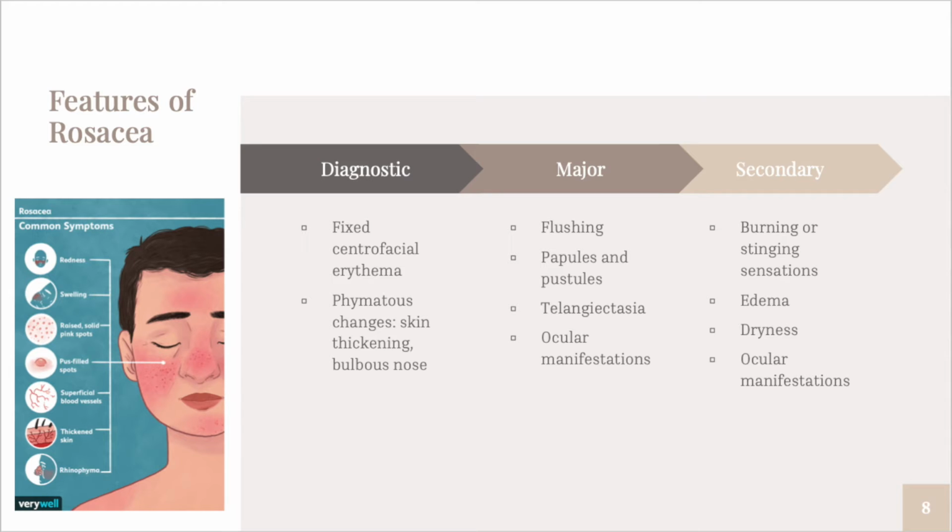There are 4 major features, and at least 2 of them need to be present for diagnosis to be made if there are no diagnostic features seen. These include flushing, the presence of papules and pustules, telangiectasia, and ocular manifestations. Finally, there are 4 secondary features, and they commonly present with the other diagnostic and major features. These include burning or stinging sensations, edema or swelling, dryness, and ocular manifestations.